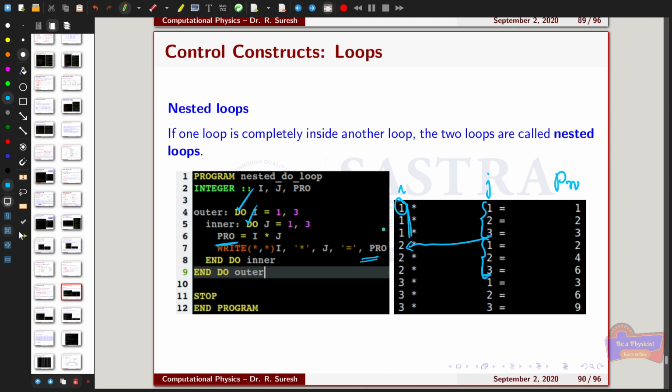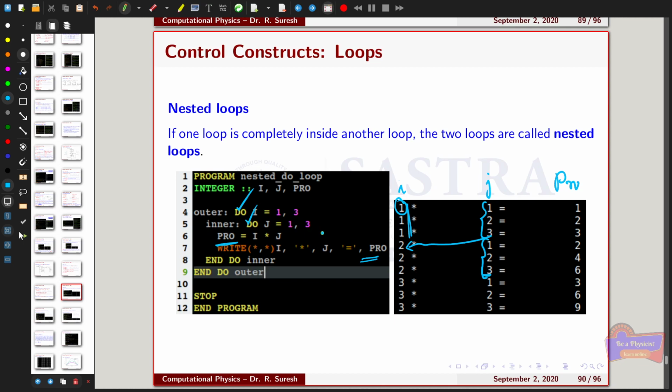If you note the program, the inner loop executes completely before the index variable of the outer loop is incremented. When the Fortran compiler encounters an end do statement, it associates that end do statement with the innermost currently opened loop. Therefore, the first end do statement above closes the j equal to 1 to 3 loop, and the second end do statement closes the do I equal to 1, 2, 3 loop. So this is for the outer loop.